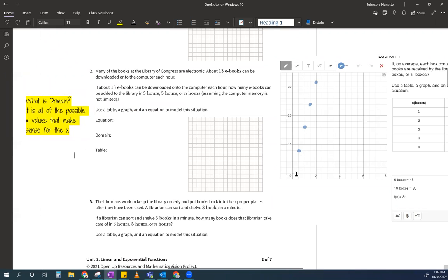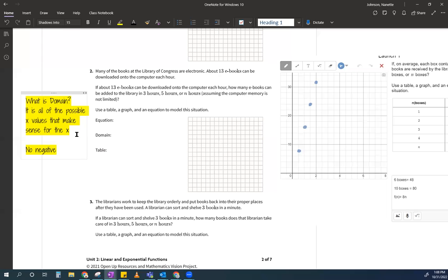Let's look. This person used 1, 2, 3, 4, and so on for values of n. Can you tell me what kinds of numbers you didn't use for your domain here? Yeah, we didn't use negatives, Miss Johnson. Oh, why not? Because you can't have a negative box. Exactly. So in this case, no negatives.